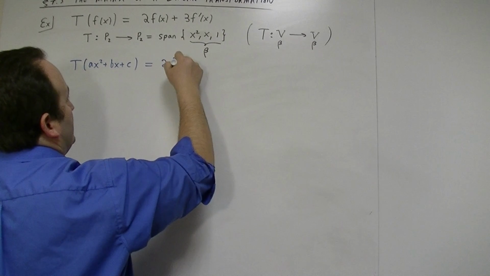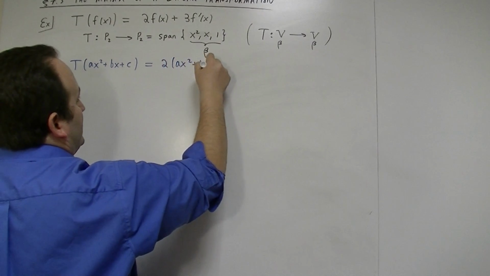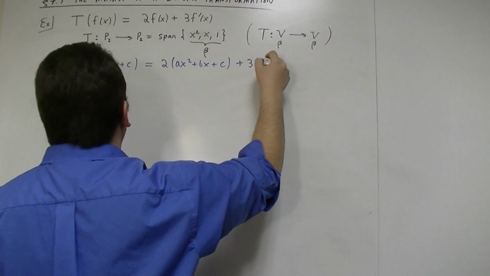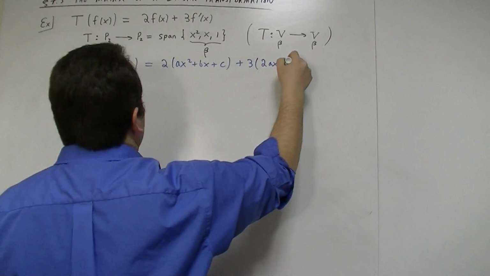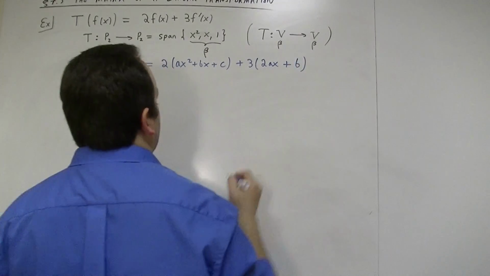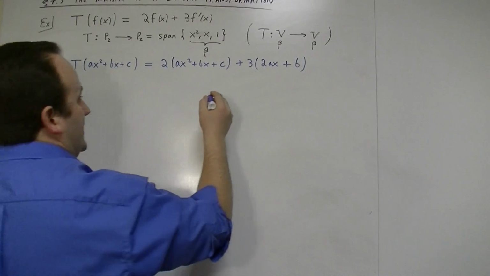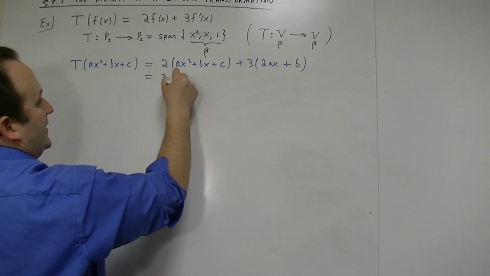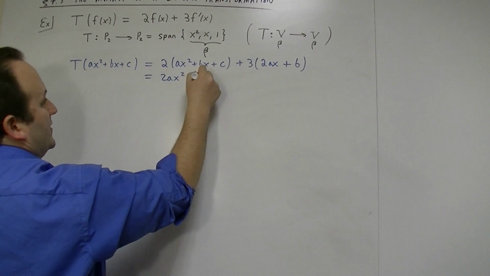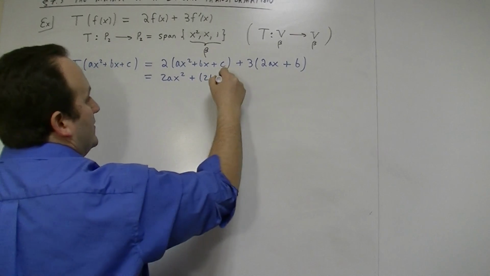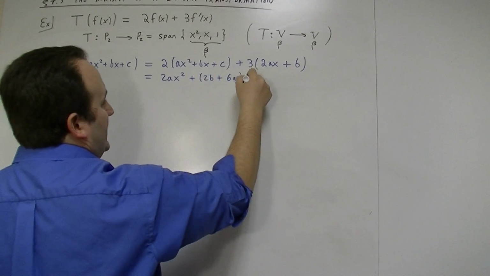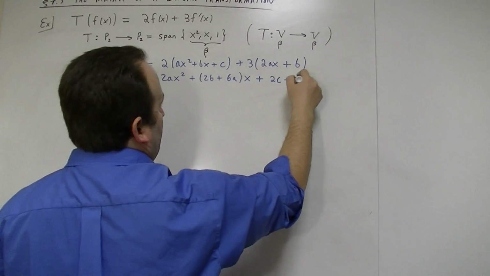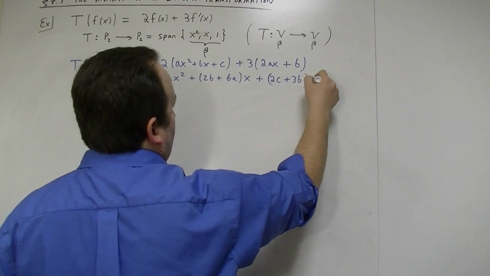So this gives us 2 times ax squared plus bx plus c, and then plus 3 times the derivative. Well, the derivative is 2ax plus b. Great, so if I clean that up a little bit, what do we got? I've got 2ax squared plus (2b plus 6a) times x plus what? 2c plus 3b times 1.